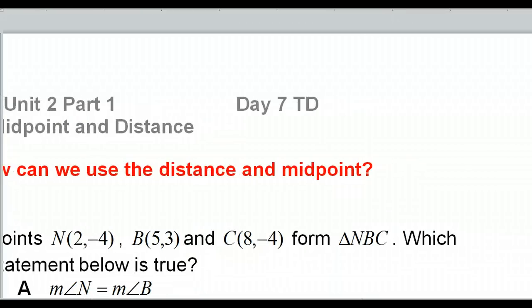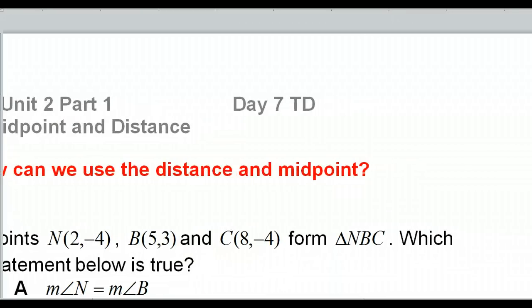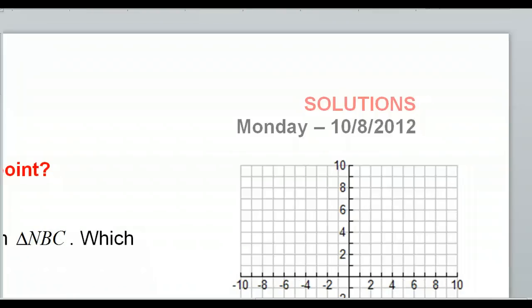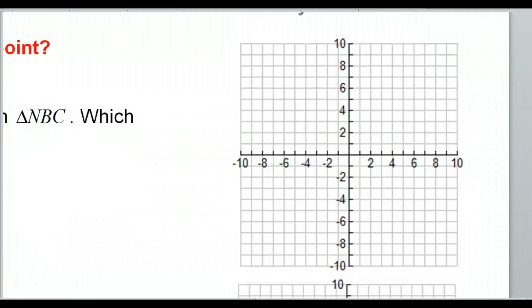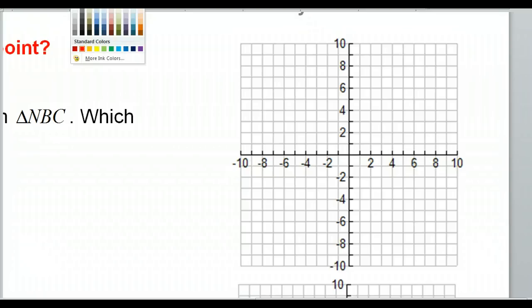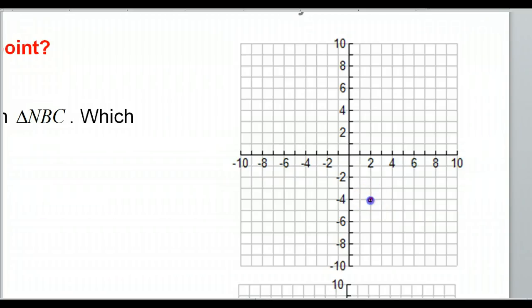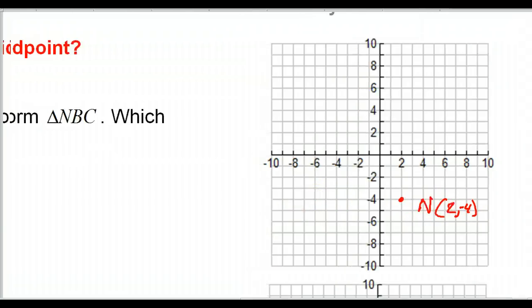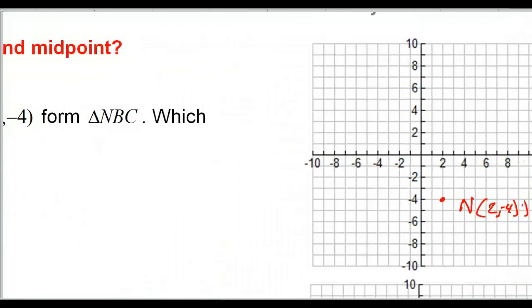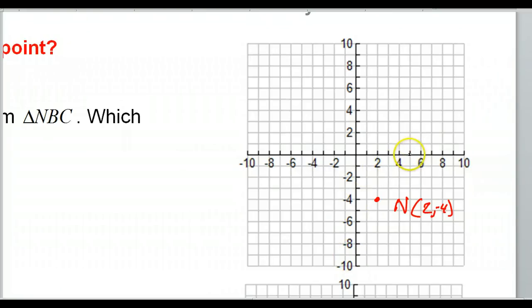What do you think? So, first point, N is (2, -4). Let's get that on the books here. (2, -4). So here is point N. Alrighty then. Then we have point B, (5, 3). So here we are at (5, 3). Alright, that's point B.